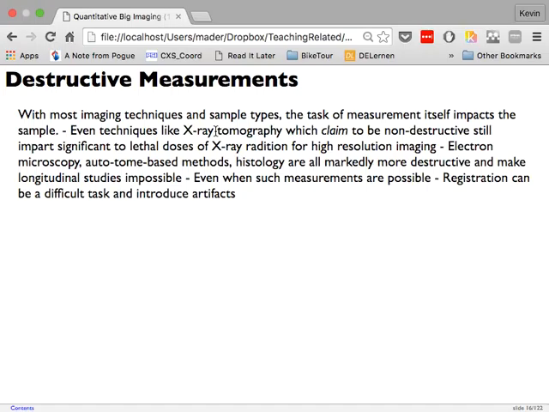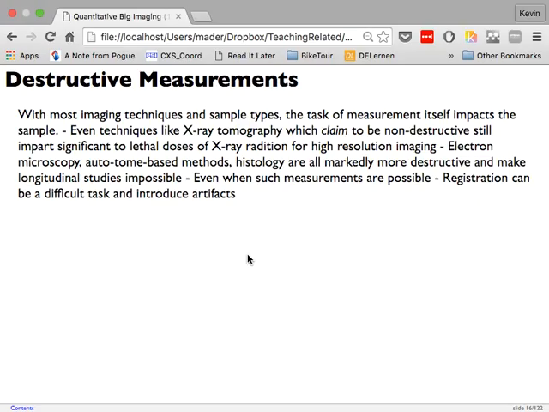One of the important things here, and depending on what kind of technique you use this can be pretty crucial, is this idea of destructive measurement. If you're working with in vivo imaging, then maybe this isn't as much of a problem, where you can actually look inside of a patient or an animal and measure something and then come back and measure it again.